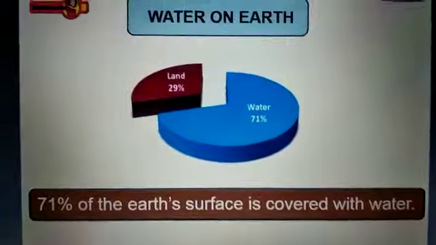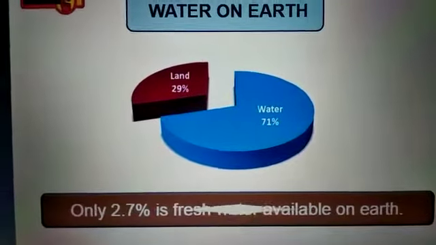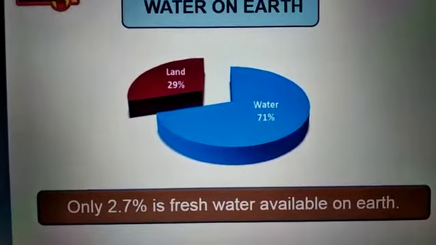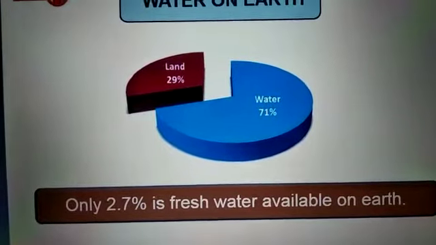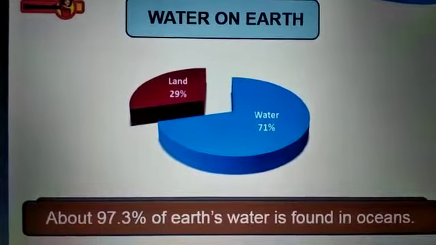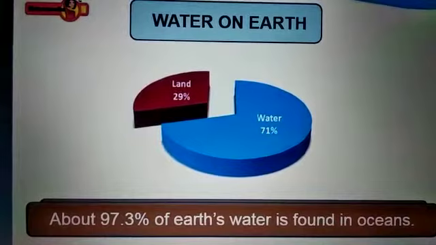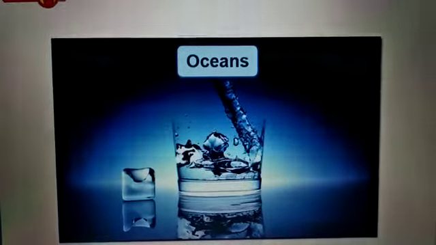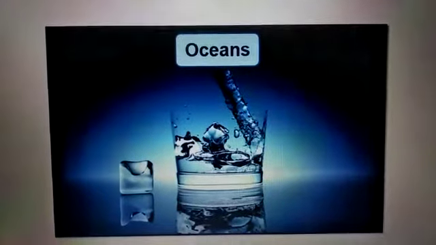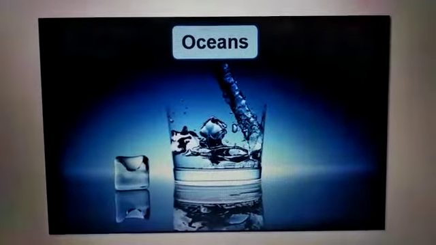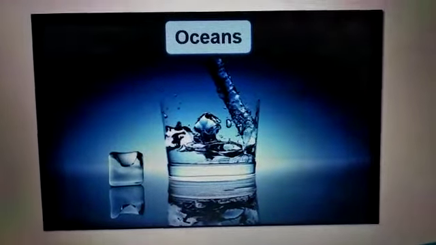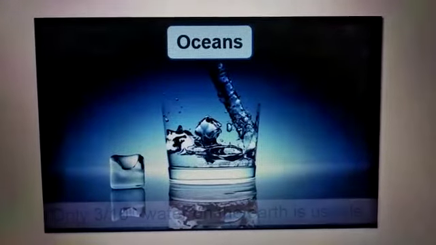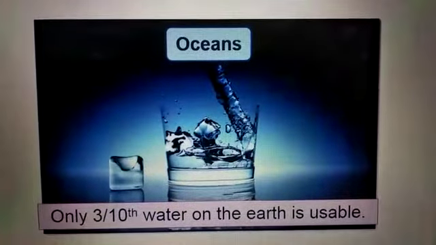Out of 71% of water, only 2.7% of water is fresh, and the remaining, about 97.3% of Earth's water, is salty. It is not suitable for drinking. So much water, but this water cannot be used, as it is salty. Then how much water is usable? Only 0.3% of water on the earth is usable.